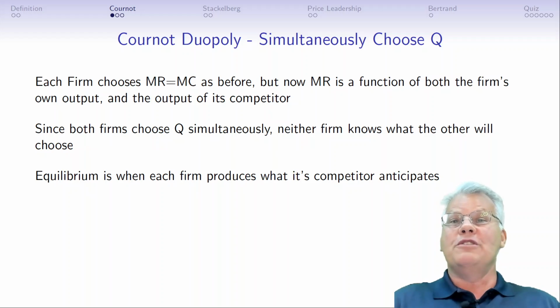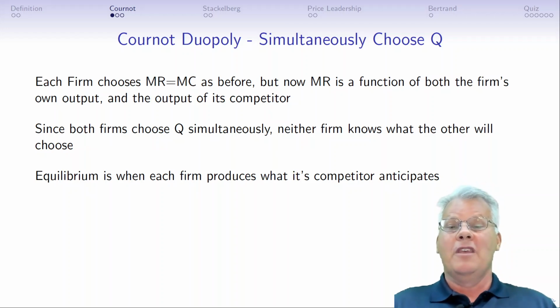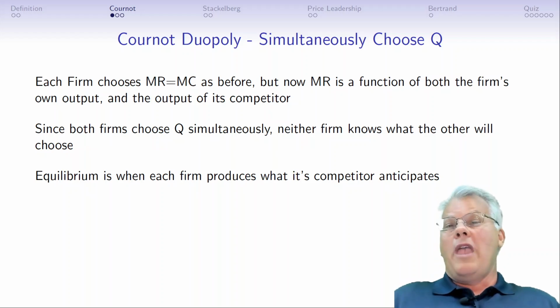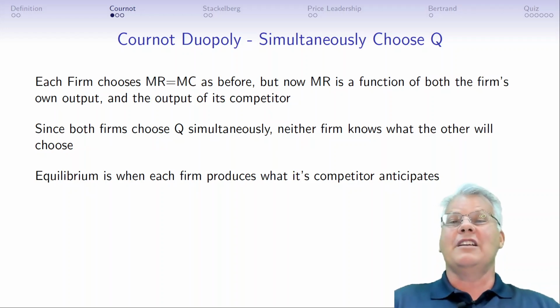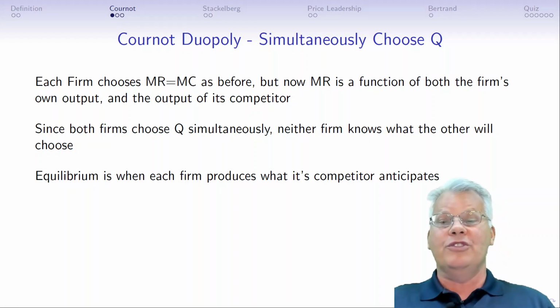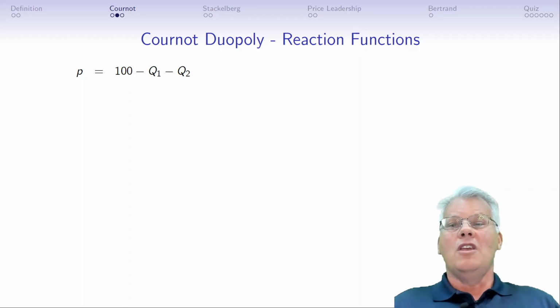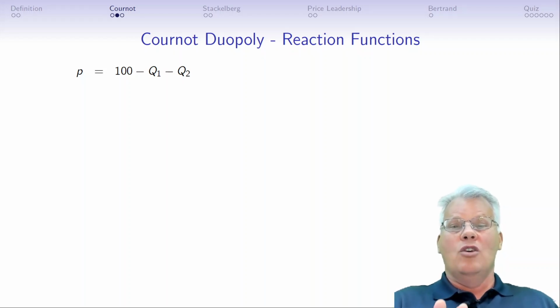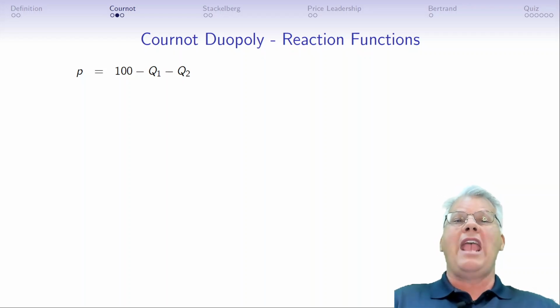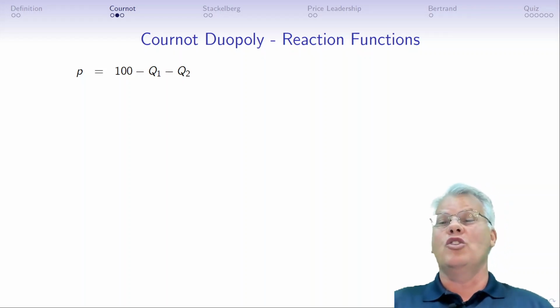Now, if both firms move simultaneously, neither firm knows for sure what the other firm will choose. So the way we define equilibrium in this market is when each firm produces what its competitor anticipated it to produce. So the first step in computing equilibrium in a Cournot duopoly is computing this thing that Varian defines as the reaction function. So in other words, the reaction function defines one firm's output as a reaction to what it thinks its competitor is going to do.